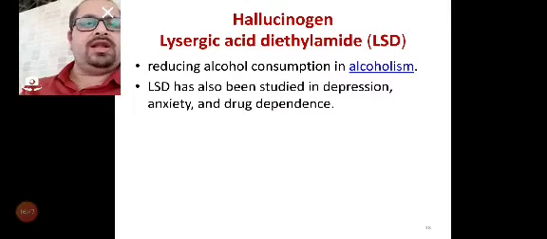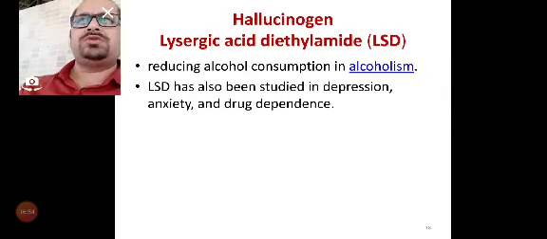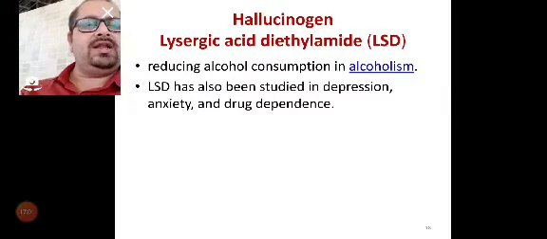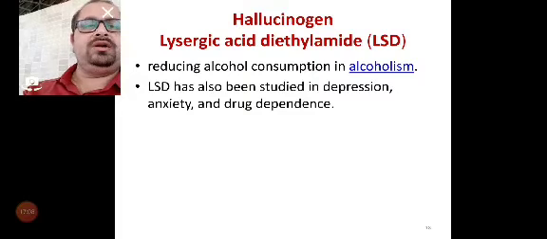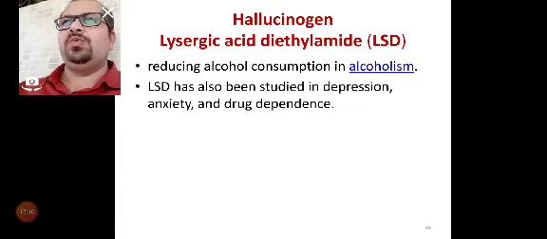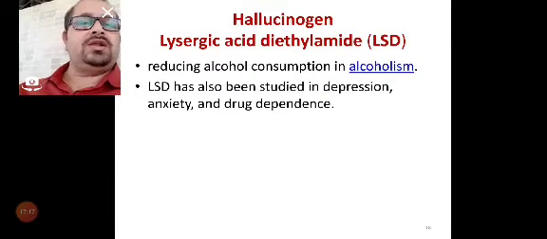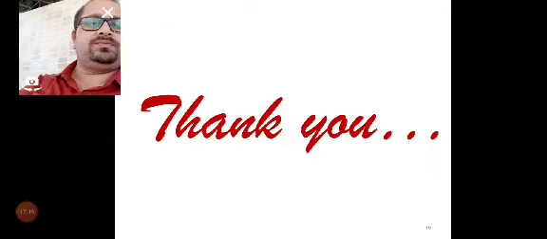LSD reduces alcohol consumption in some alcoholics. So it is used to treat alcoholic patients. It reduces alcohol consumption in alcoholism. LSD has also been studied in depression, anxiety, and drug dependence. This drug is used in depressive patients and anxiety patients, those who are in worry and tension. These patients are treated with LSD. This drug is also used in drug dependence.